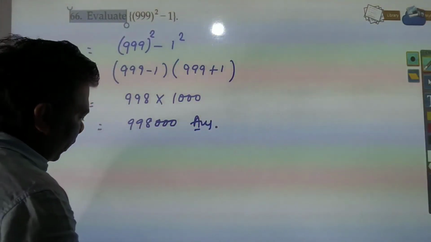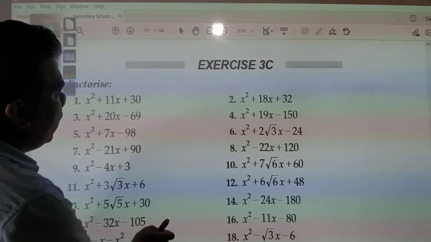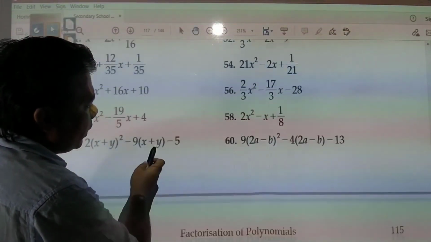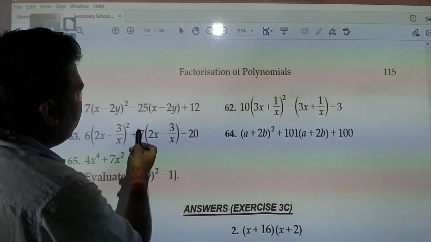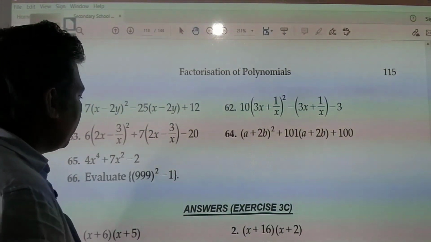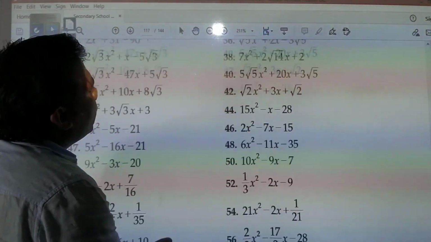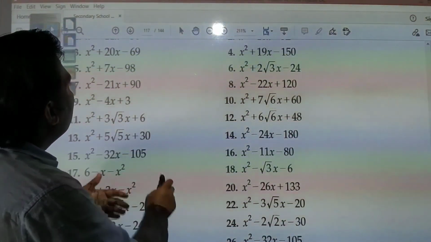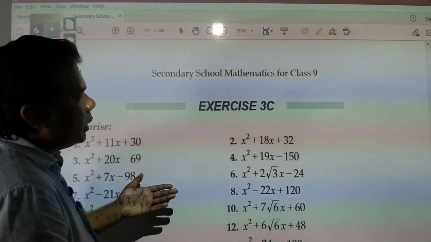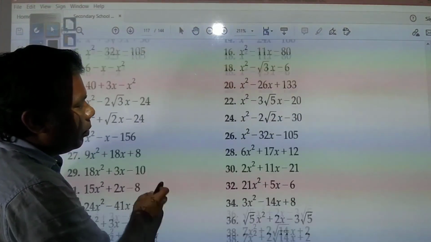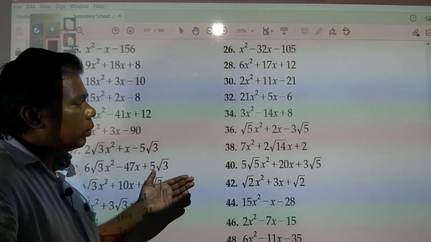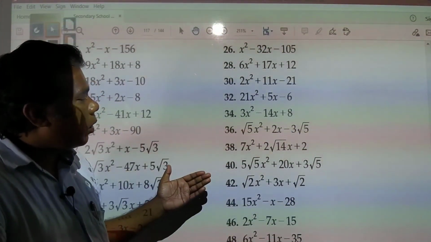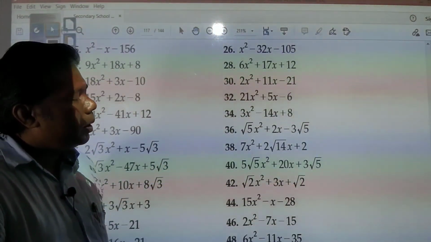I hope you understood all the questions, and most of the questions of exercise 3C have been completed. Very few questions are left, and I hope you will be able to solve them. Again I am telling you, until you practice the exercise or solved examples yourself, you will not be confident and will not be able to solve. So it is better to solve by yourself again and again, and you must be very confident so that you can solve similar questions.